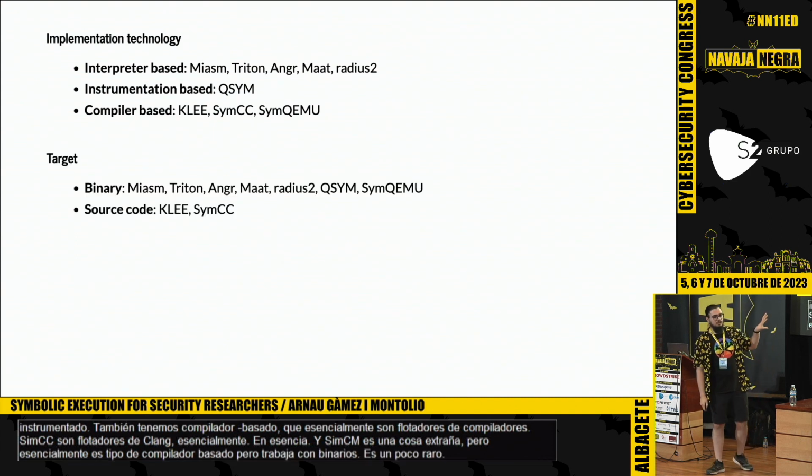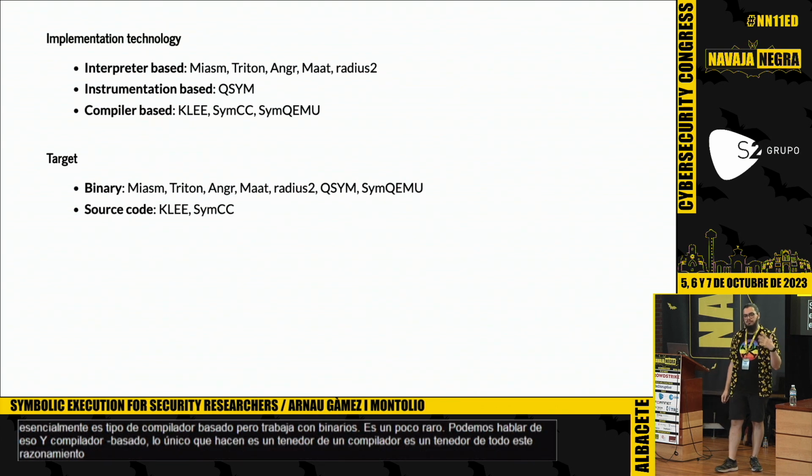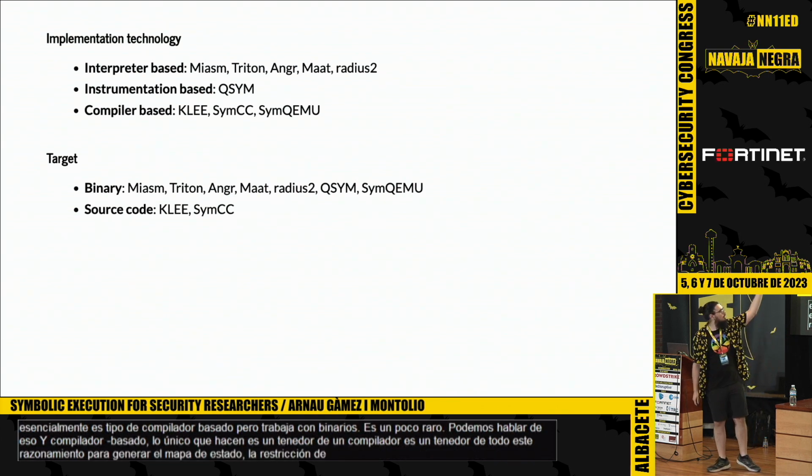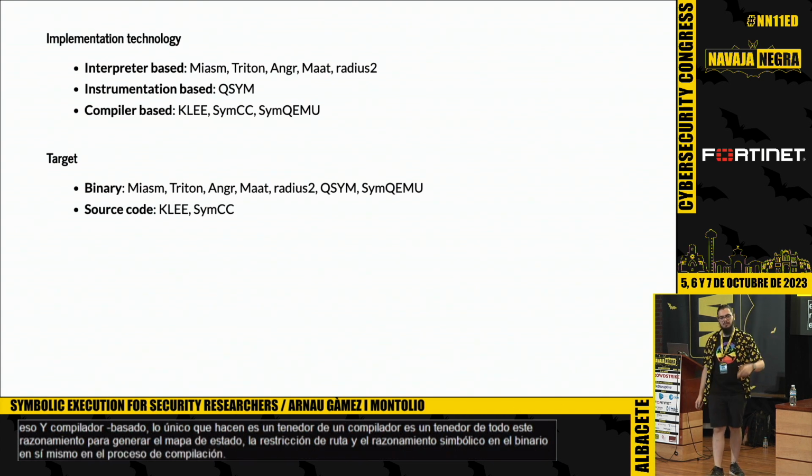Okay, we can also differentiate what is the target. The target can usually be binary targets or source code. For binary, we have, well, all those that you have in there. For source code, mostly KLEE and SymCC. Okay?